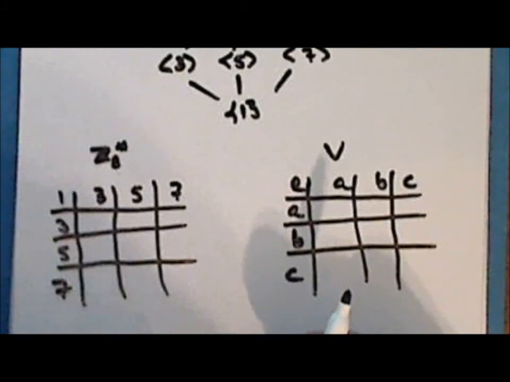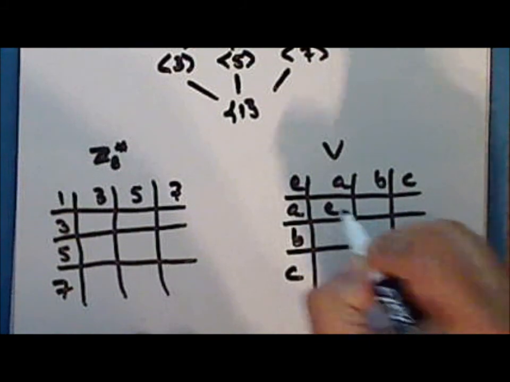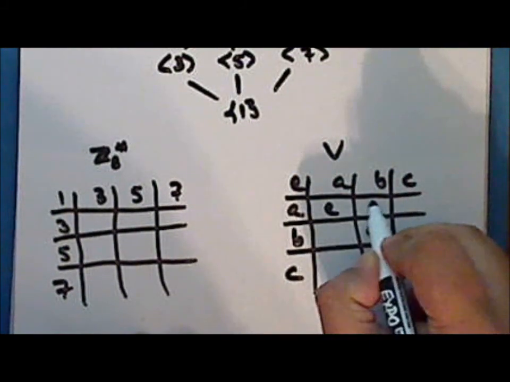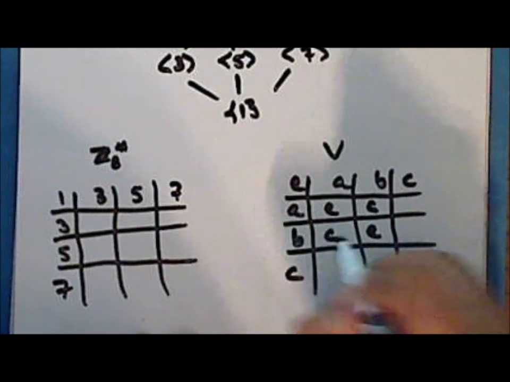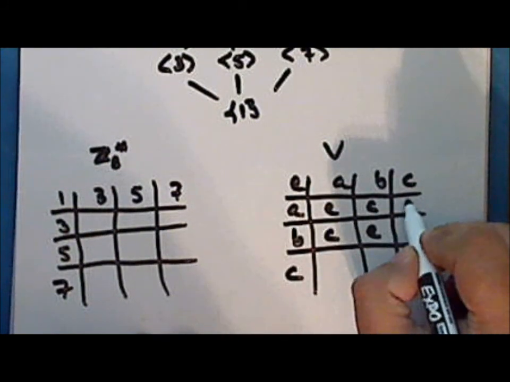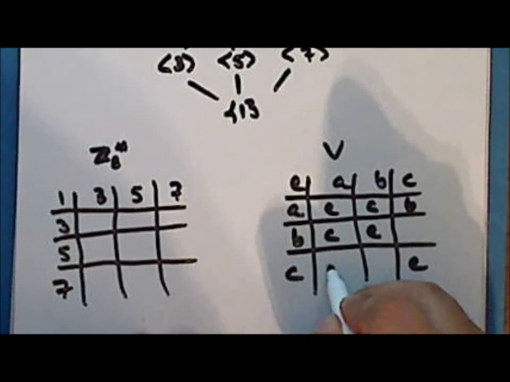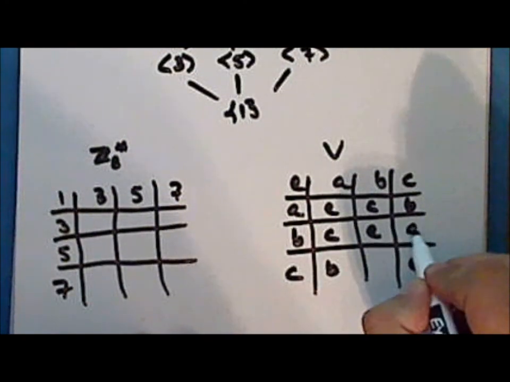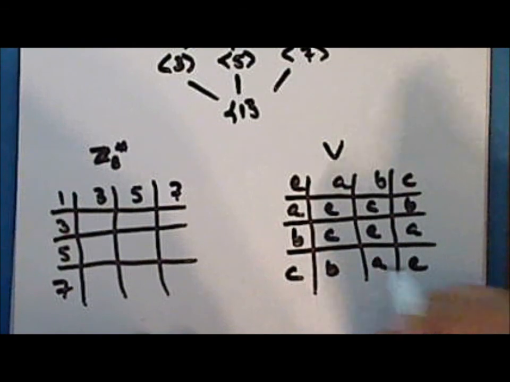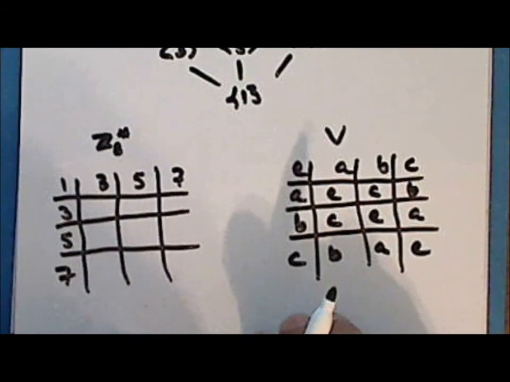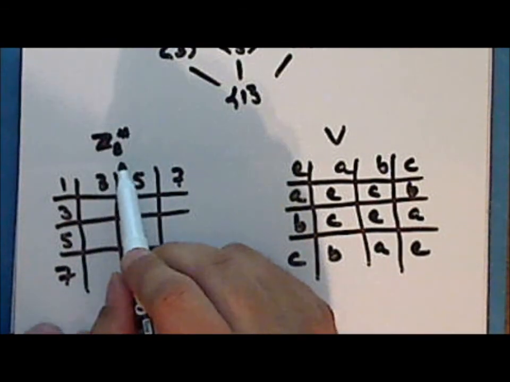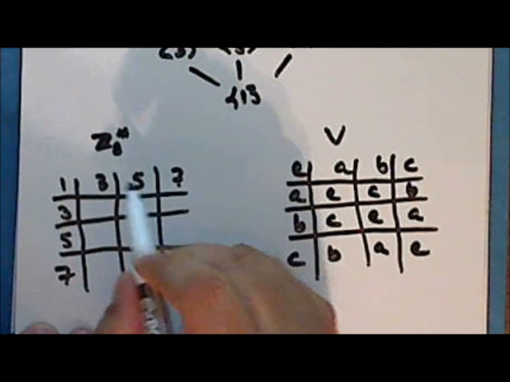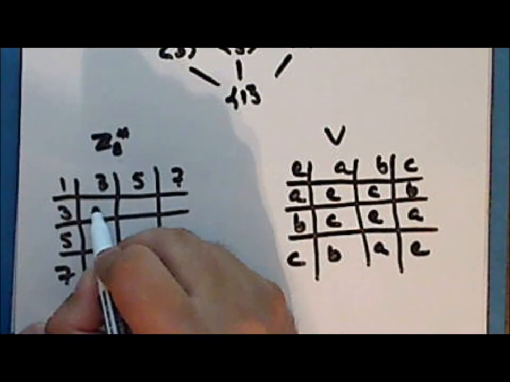Now in the Klein four-group, each element is its own inverse. And A times B is the same as B times A, which is C. A times C is the same as C times A, which is B. B times C is the same as C times B, which is A. And in the group of deleted set of integers modulo 8 under multiplication modulo 8, each element is its own inverse.